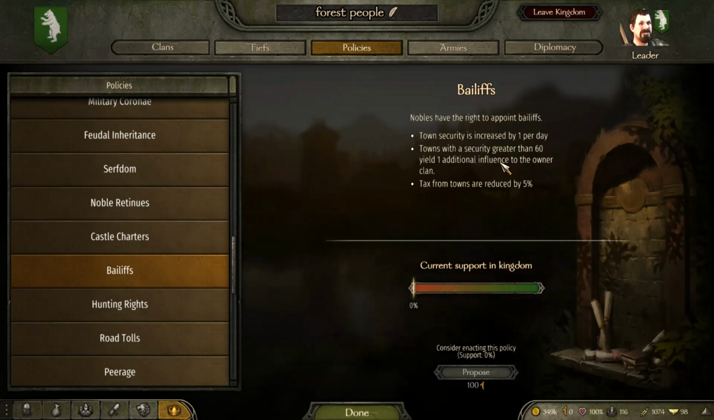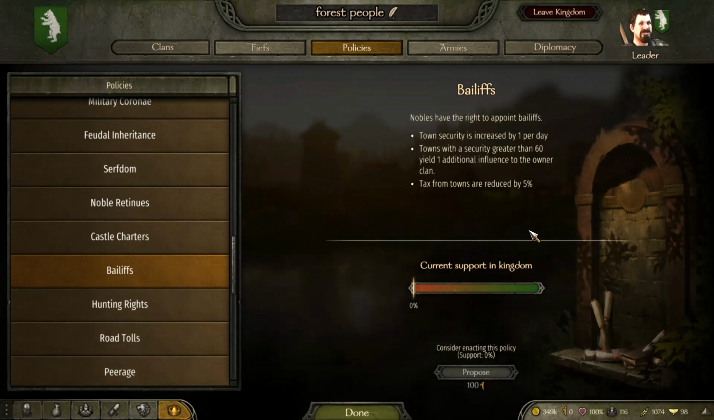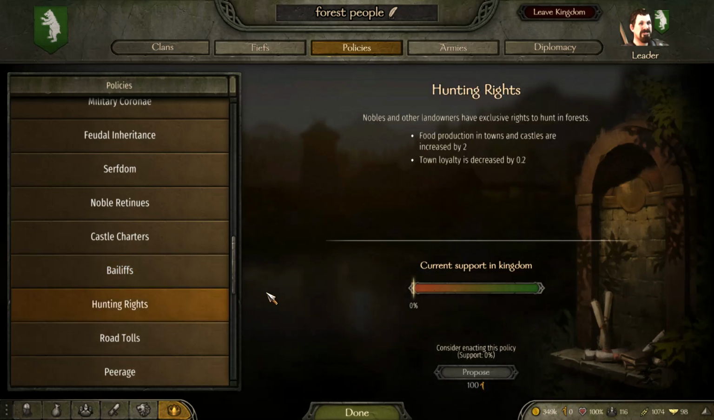It's going to boost your security, and as soon as all your security is above 60, you're going to be getting 1 extra influence from that. So that's a really good one, but you just have to suffer the minus 5% tax, but that's not too bad. Hunting rights. Food production in towns and castles is increased by 2%, and loyalty is decreased by 0.2.